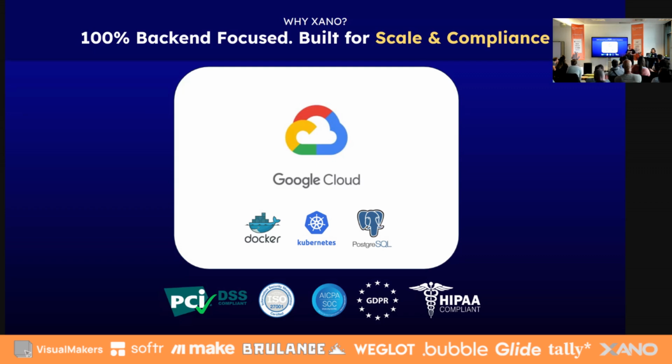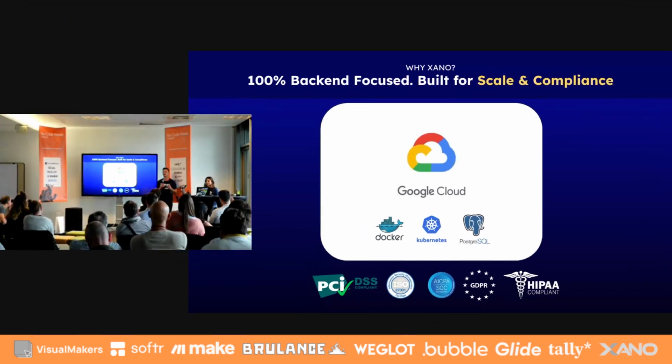So at Xano, we're 100% back-end focused. In our DNA are scaling best practices in our infrastructure. So we use Docker to containerize every instance and deploy that single tenant instance, Kubernetes to help orchestrate scaling, PostgreSQL database, and all hosted on the Google Cloud.